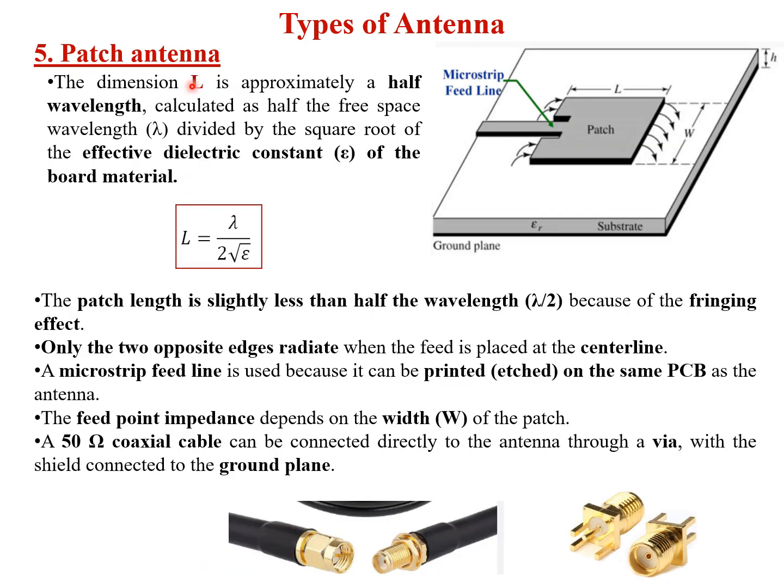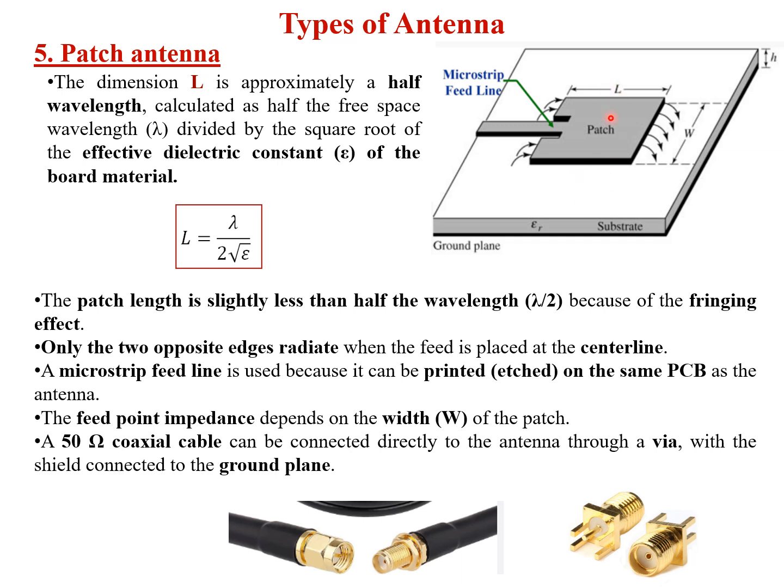The last one is the patch antenna. The dimension of the patch antenna is approximately half wavelength, which is calculated using the formula lambda by 2 root epsilon. The patch antenna is slightly less than lambda by 2 because of the fringing effect. Only two opposite edges radiate when the feed is placed in the center.